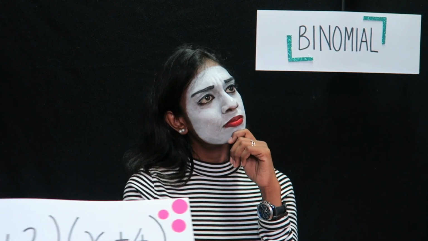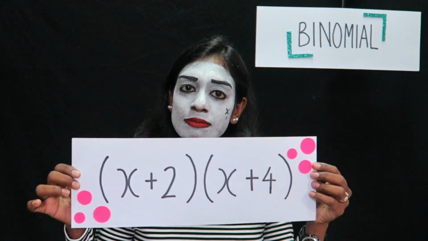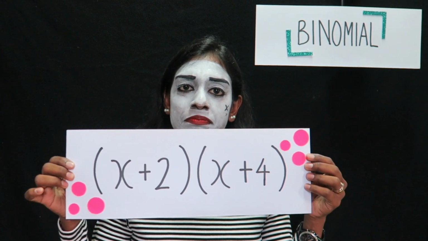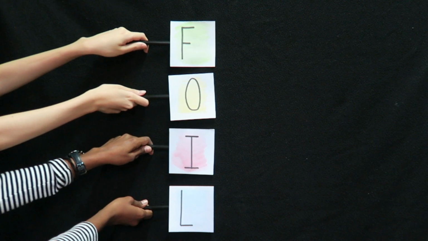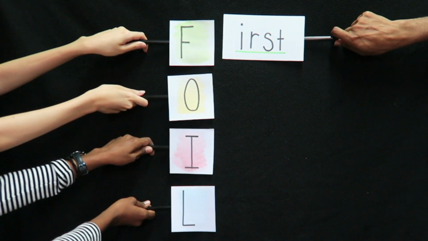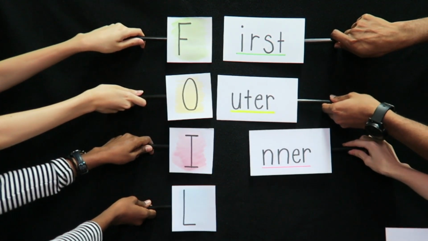But what if you were to multiply two binomials together? This might be a little challenging for certain students. Hence, let us introduce the FOIL method. Teachers can use a strategy called FOIL. FOIL stands for first, outer, inner, and last.